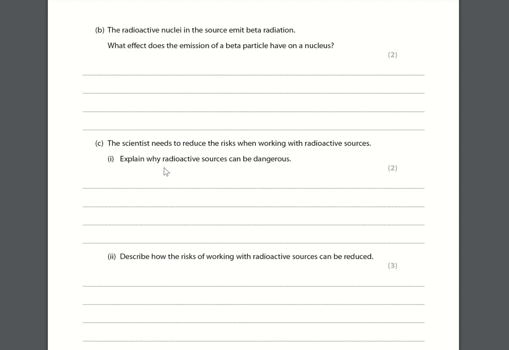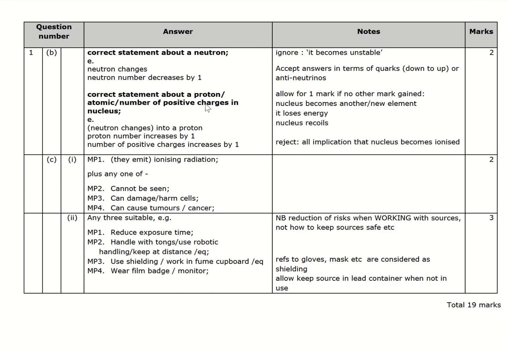Why can radioactive sources be dangerous? Because they emit ionizing radiation, 1 point, plus any of these which cannot be seen can damage or harm cells, can cause tumors or cancer.